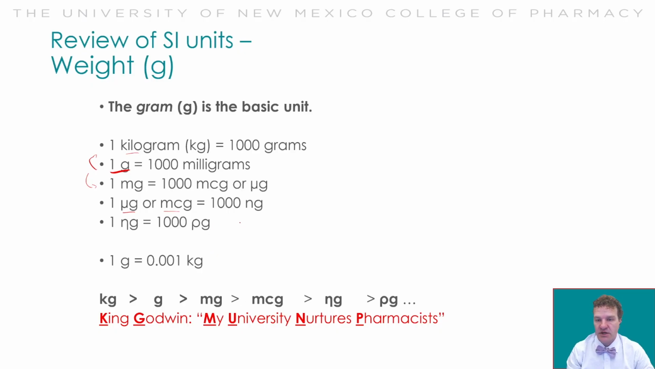So how do we keep the order straight? Well, I came up with a mnemonic. King Godwin says, "My university nurtures pharmacists." And that helps me remember that gram goes up to kilogram, down to milligram, micro, nano, pico. So if I write this out at the start of my exam, then underneath I can write out kg, mg, mcg, ng, pg, and I know the order they're supposed to go in. And remember, every one of these is 1,000, okay? So each time you do this.